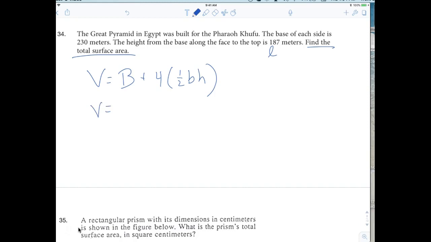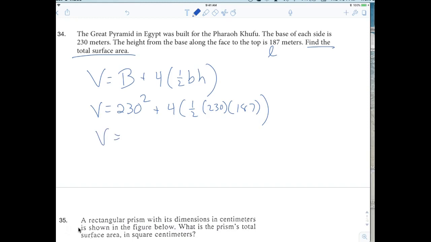So volume equals the base of each side is 230. Does everybody agree with that? So it's going to be 230 times 230, which is just 230 squared. Is everybody good? Plus 4 times 1/2. The base is 230 times the height, which is 187. Is everybody good with that? Okay. Now multiply that out. 230 squared plus 4 times all that. Who's got the square? That's a lot.